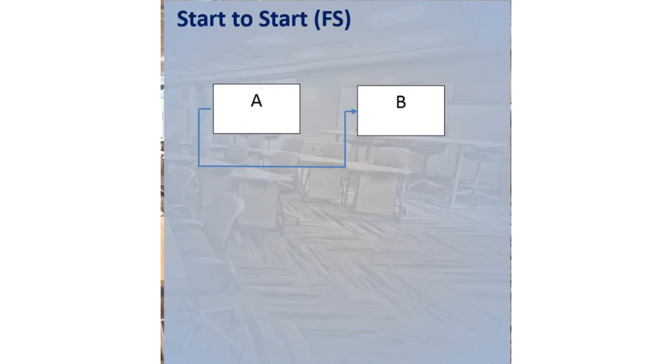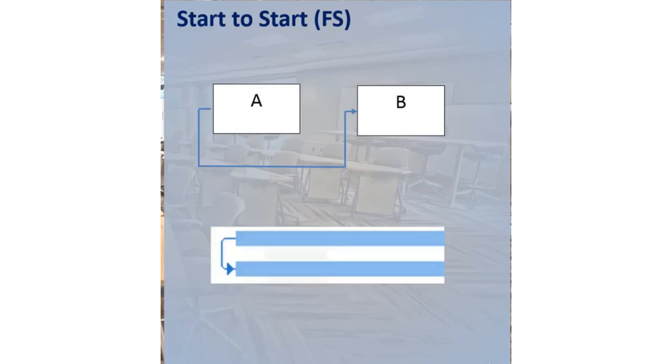In Microsoft Project, we will see this type of link like this. Each blue bar represents a task. We can change the colors and shapes of these bars. We will see how to do that in the following sections.